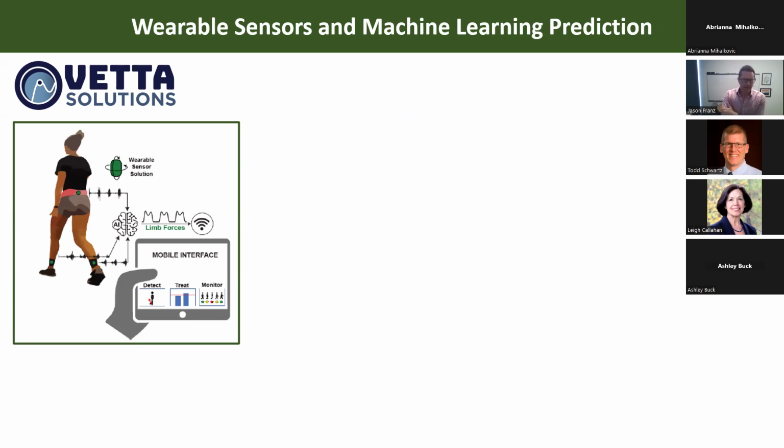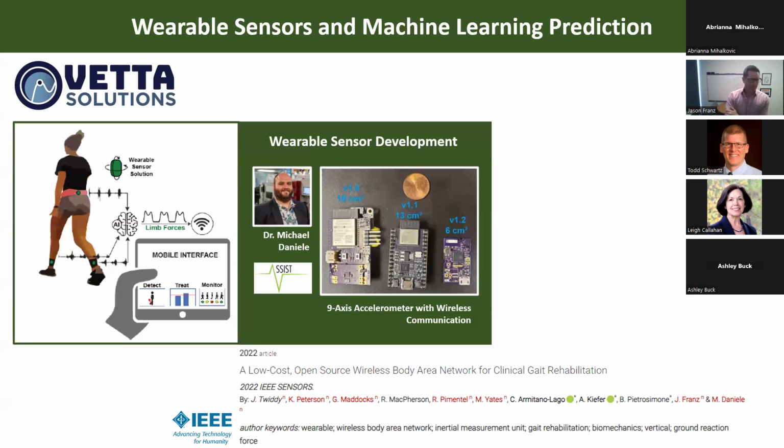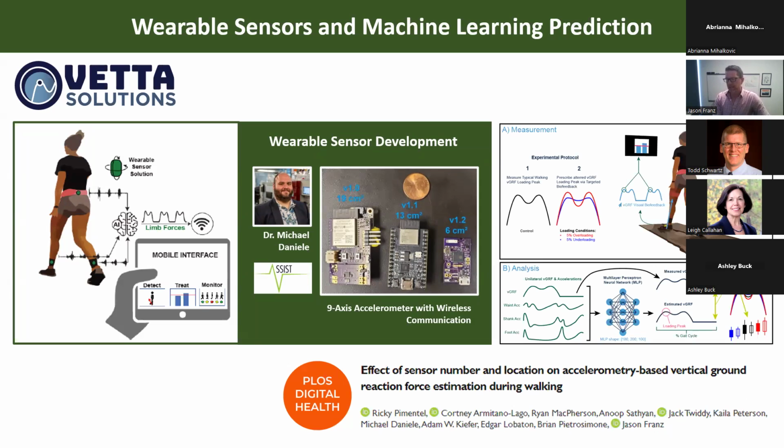We've been developing and asking questions about whether or not we can replace the need for laboratory equipment with wearable sensors and machine learning algorithms. And to do this, we've been collaborating a lot with our colleagues at NC State at the Assist Center, developing novel hardware that we've published in wireless body area networks for gait rehabilitation, and then deploying those here. This paper is only going to be available 2 days from now.